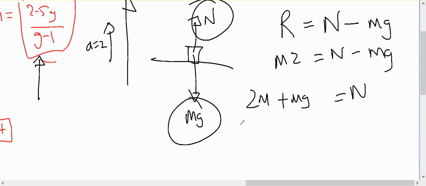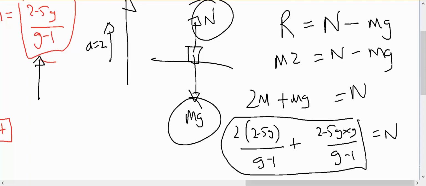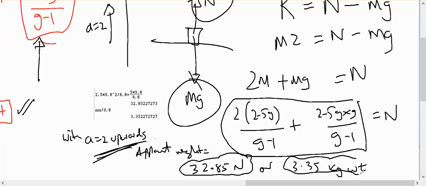So I'm going to have two lots of 2.5g over g minus 1 plus 2.5g times g over g minus 1 equals my new resultant force. For acceleration upwards of 2 meters per second squared, the apparent weight is either 32.85 newtons or 3.35 kilogram weight.